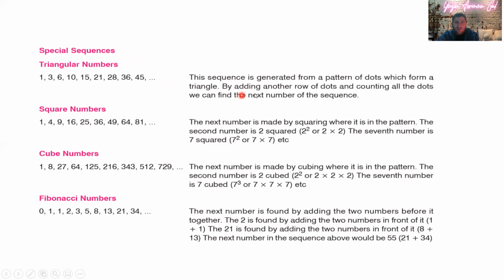Right, triangular numbers. The sequence is generated from a pattern of dots which form a triangle. By adding another row of dots and counting all the dots, we can find the next number of the sequence. 1, 3, 6, 10, 15, 21, 28, 36, and 45.